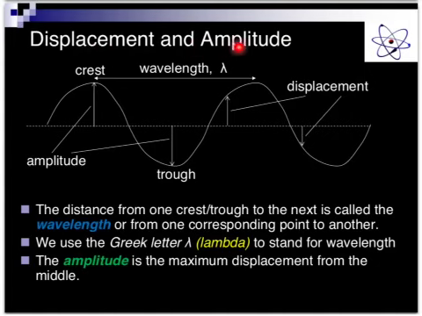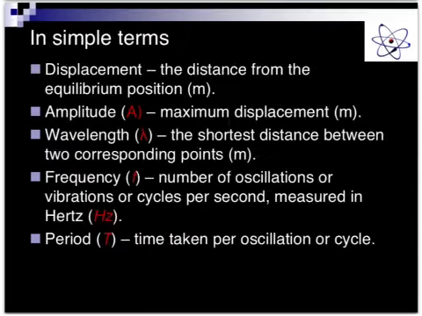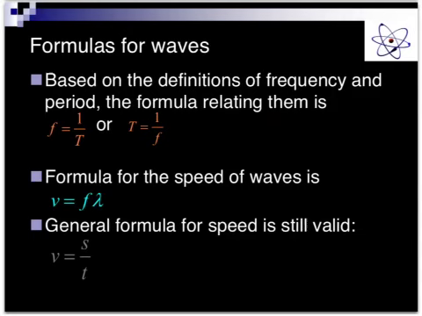Displacement and amplitude. While a wave is traveling along this way, each particle is moving this way, and the distance moved by each particle is called displacement, and the maximum displacement is called the amplitude. These words here are explained in simple terms, and therefore these simple explanations are not to be taken as formal definitions.